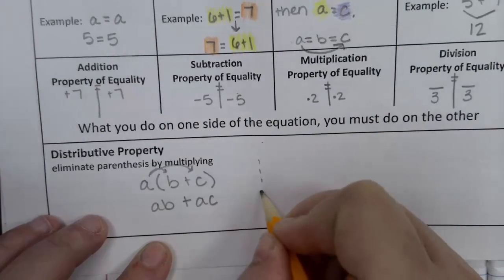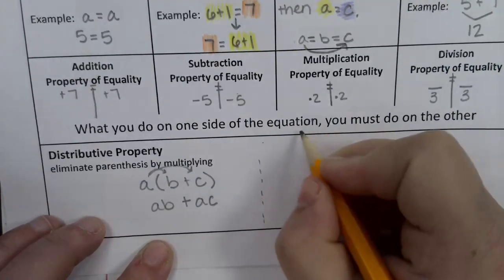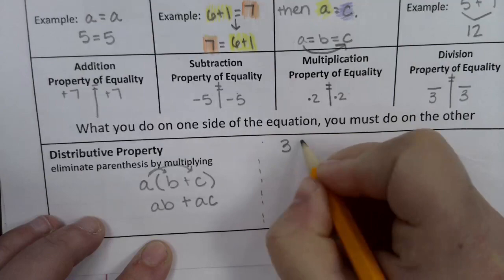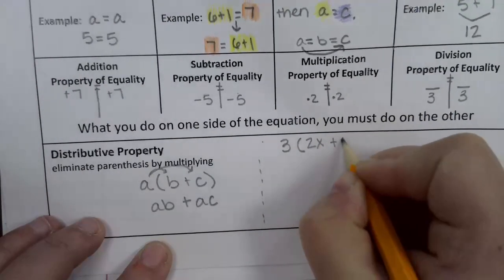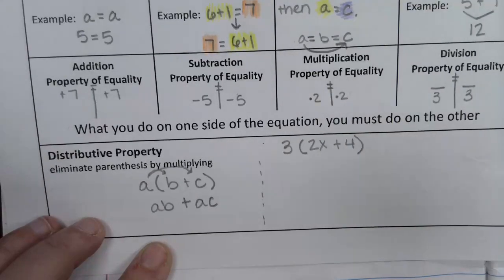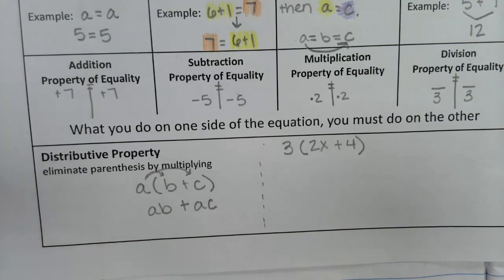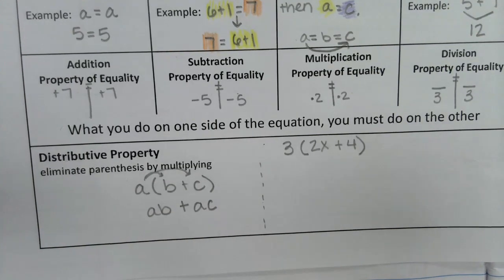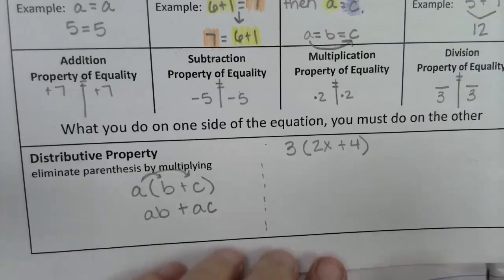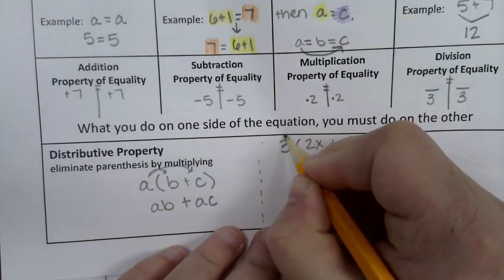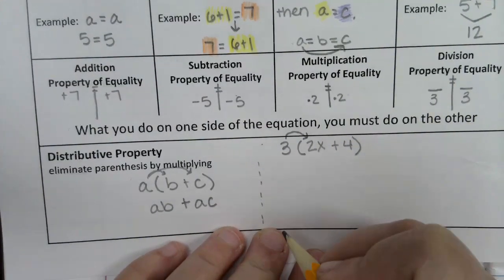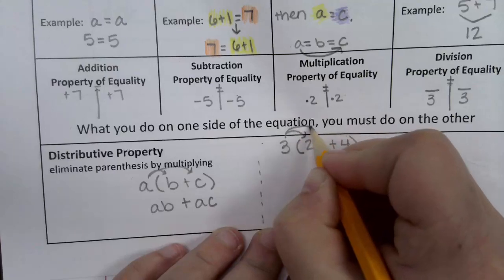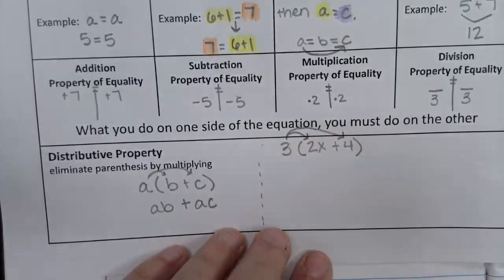Okay, so for example, what we did in our warm-up here, we had 3 parenthesis 2x plus 4. That was in our warm-up equation that we had Hanan do on the board up front. She did a very nice job drawing those arrows. Both the arrows come from the 3, so it goes 3 to the 2x, and then 3 to the 4. It goes both from the 3.